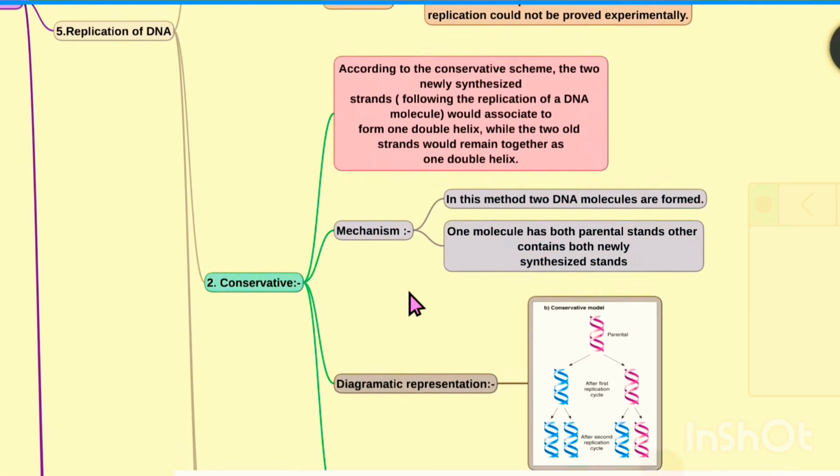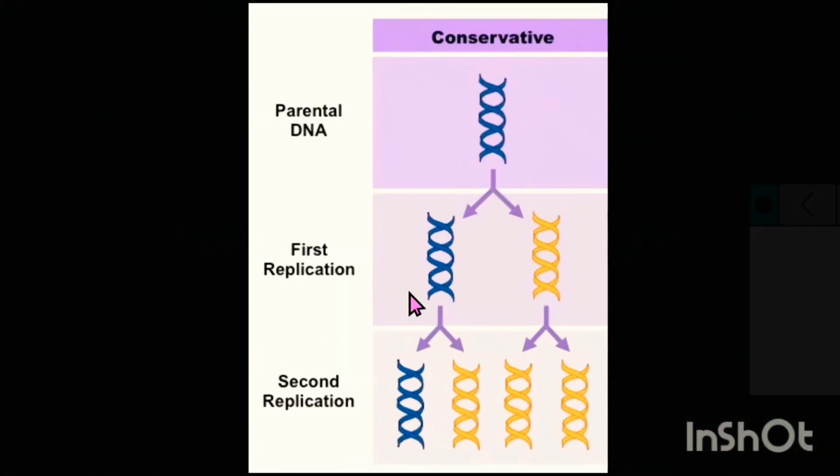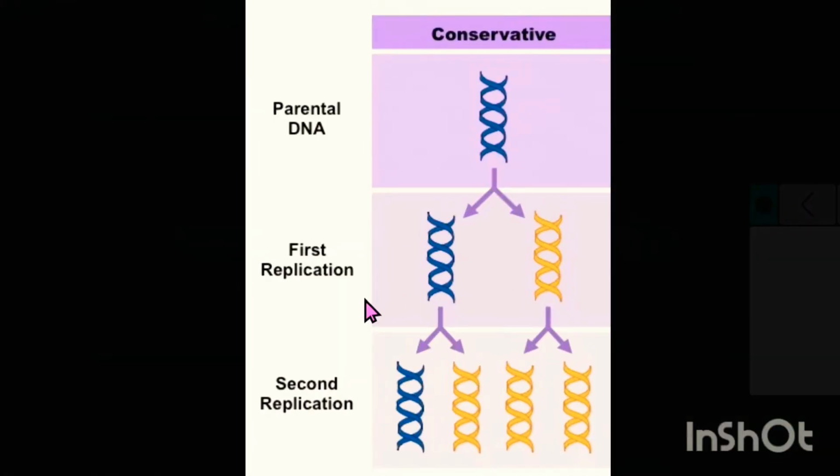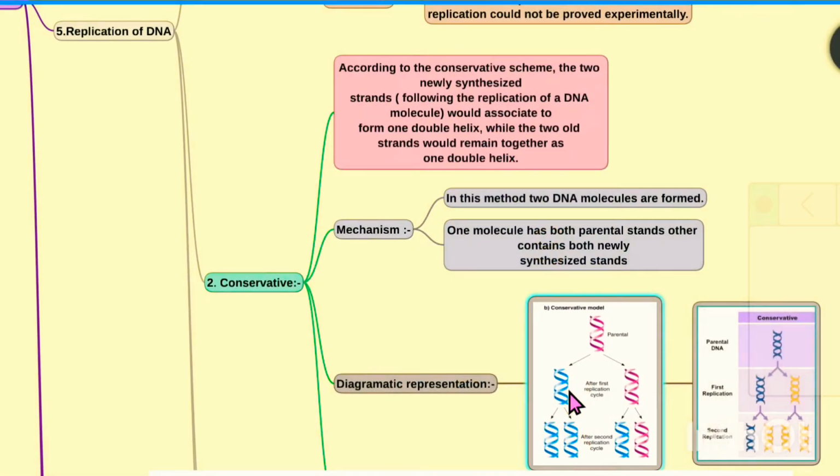Here is also a picture. This is the conservative model, this is the parental DNA, this is the first replication, same as the parental DNA, and this is the second replication. This is also the same as the parents, and this is the different, newly formed one. After the second replication, two are newly formed, and the others are parental.